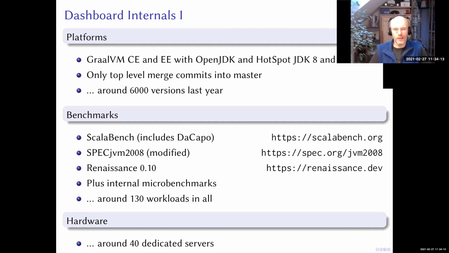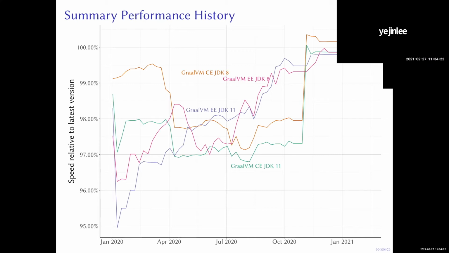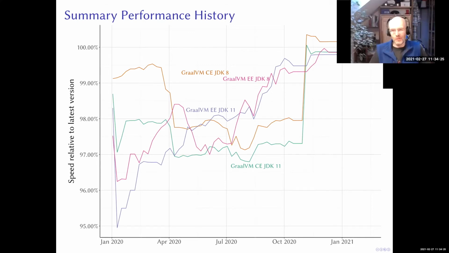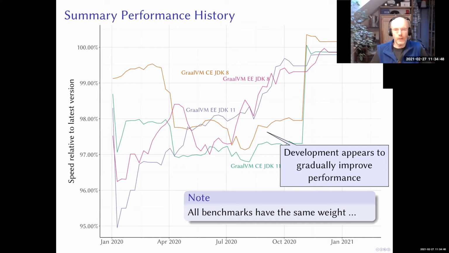So I promised some overview graphs. Here's one. It puts an average performance across all the workloads we have into one plot, just to show you the very nice good news that the Graal developers are really doing a good job, if this is the metric, and performance appears to gradually improve most of the time. Obviously, this kind of aggregate graph is just to make you feel good because all benchmarks in it have the same weight. So really, it doesn't tell you anything about the performance for your own application. It's just something to open my talk with.